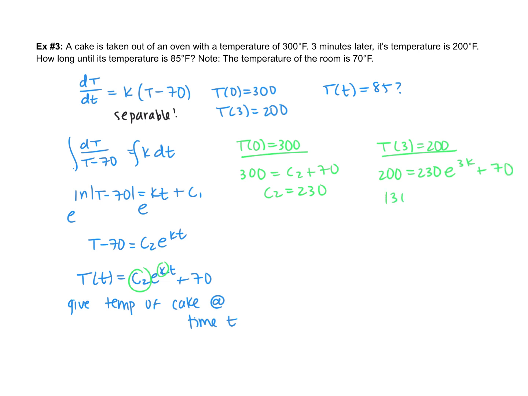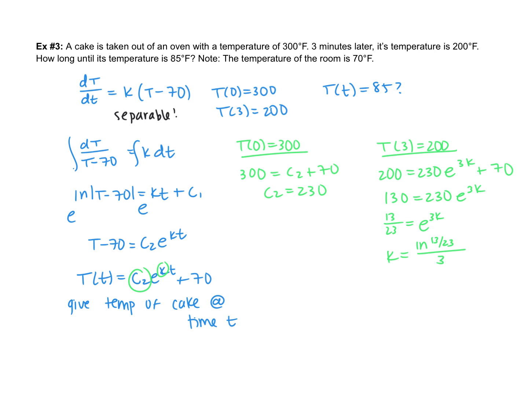So we end up with 130 is equal to 230 e to the 3k. When we divide by 230, we get 13/23 is equal to e to the 3k. So our k then is going to be the natural log of 13/23 all over 3. Again, make sure this makes sense.